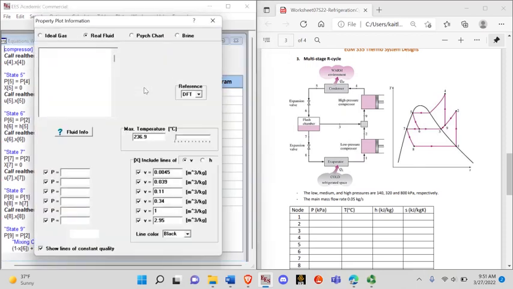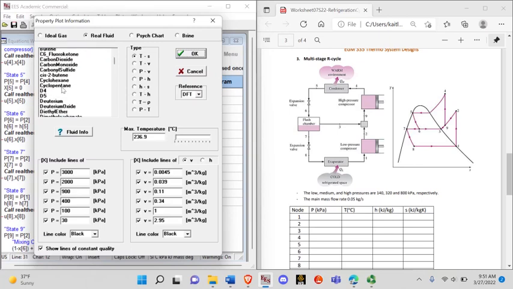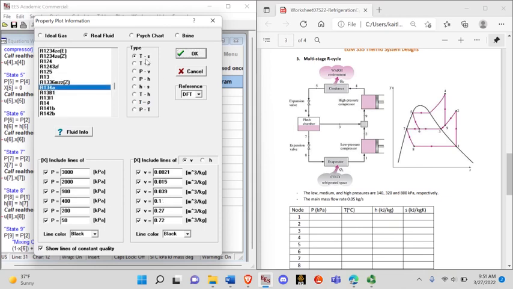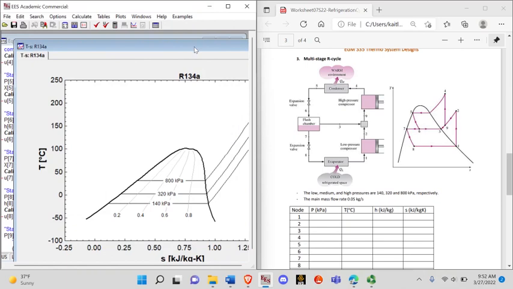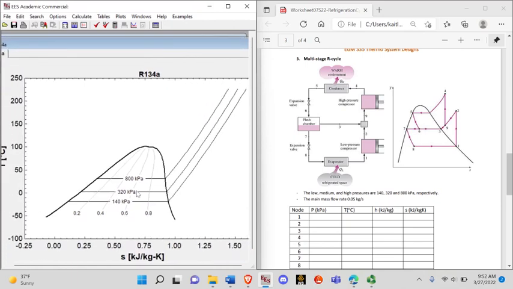So if I go to property plots, real fluids, R134A, I'm making a TS. Just going to get rid of these. Actually, I'll keep my pressure lines in. Our low pressure is 140, 320 is the medium, high pressure is 800. I hit OK. Now we have a property plot with our constant pressure values.